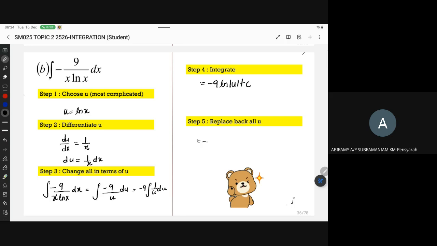Now we need to replace all u in terms of x. u is ln x. So the final answer is negative 9 ln of ln x plus c.